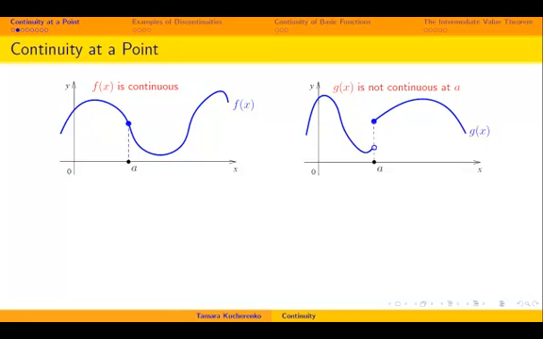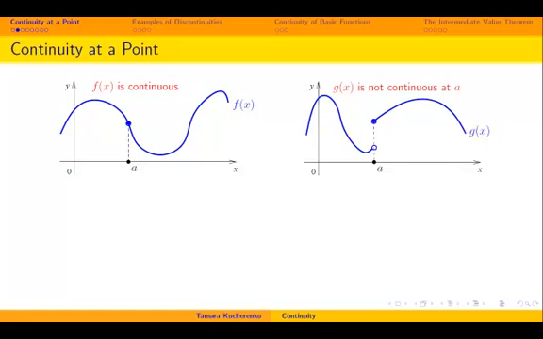Now let's apply what we learned about limits to describe the difference between these two graphs. In the case of the continuous function f, the limit of f of x as x approaches a exists and equals the value of the function at a. On the contrary, the limit of g of x as x approaches a does not exist, because the right-hand limit is not equal to the left-hand limit.